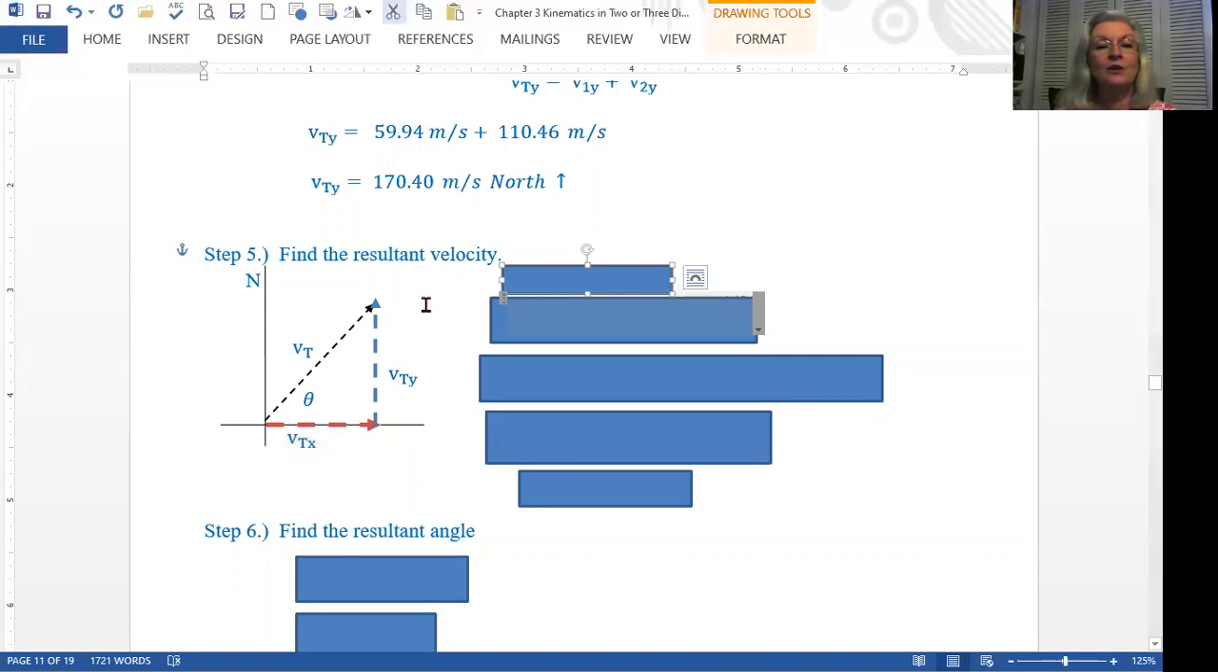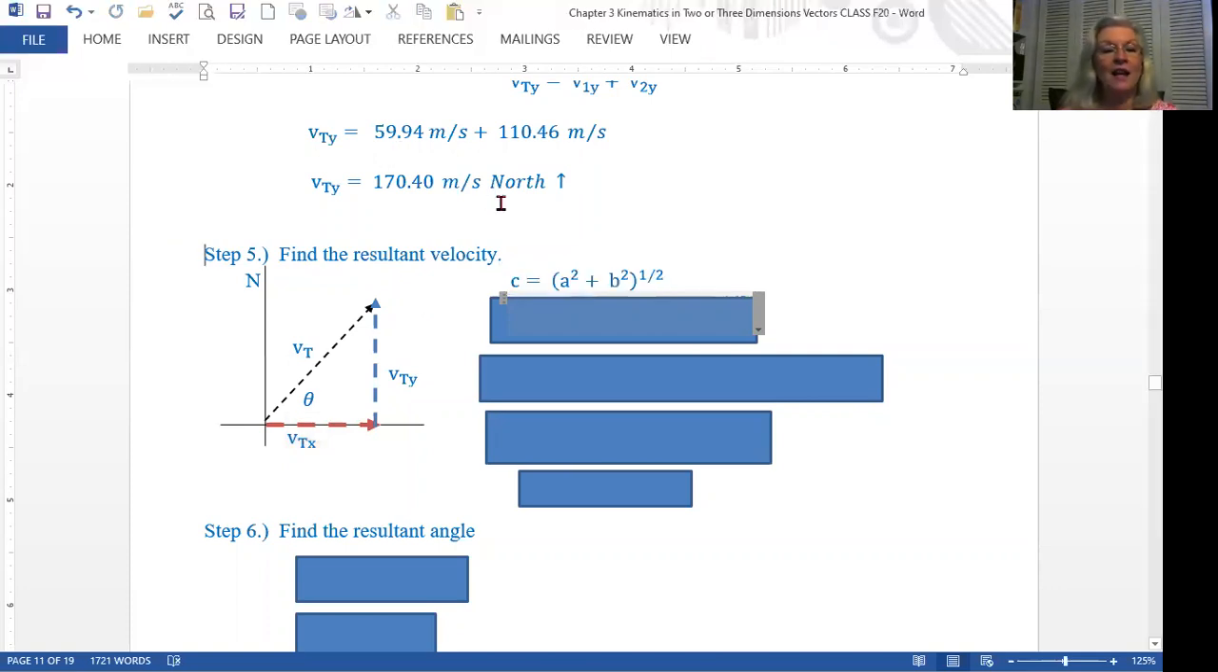So V total in the X direction, to find that, you need to remember the Pythagorean theorem. A squared plus B squared equals C squared. So C is going to equal the square root of those two. Remember that square root is the same thing as raising something to the 1/2 power. So we're really taking the square root.